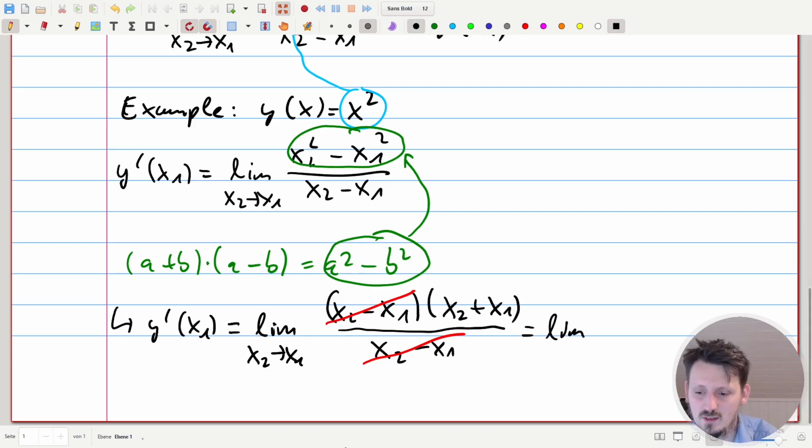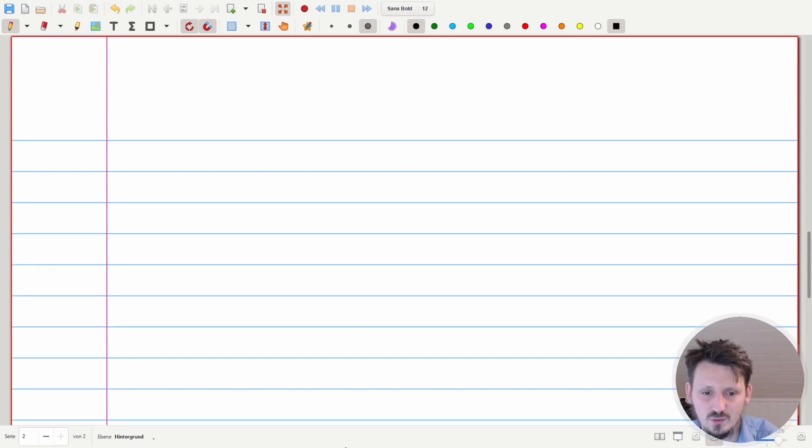So what remains is also very simple. It's our limit x2 tends to x1 of x2 plus x1. Simple. So now we can easily calculate this. If x2 shifts closer and closer to x1, then this gets just 2 times x1. So maybe we can start on a new page.